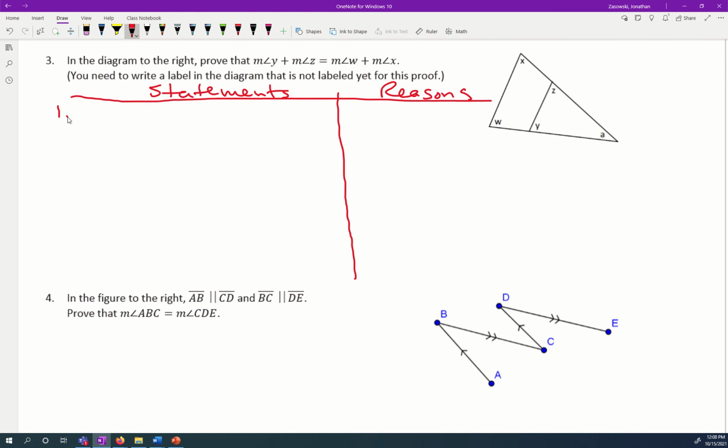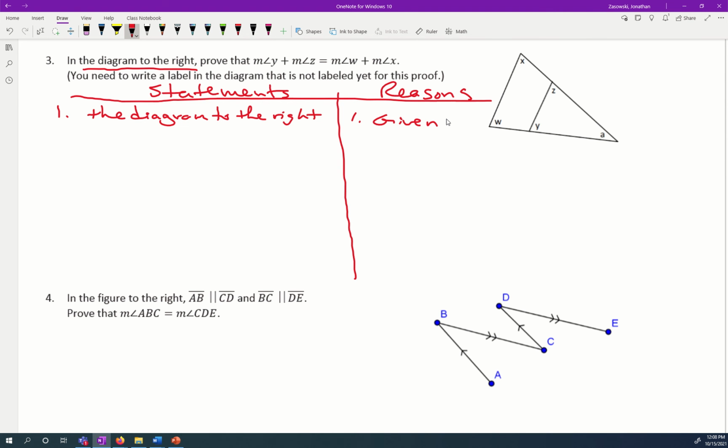Okay. Now, for this one, we're just going to use what they have written here, which is the diagram to the right. So the first statement is the diagram to the right. And our first reason we're going to write is given. Okay. Normally, there would be some sort of description, like triangle WXZ with line YZ drawn, something like that. We're going to use what we got here.